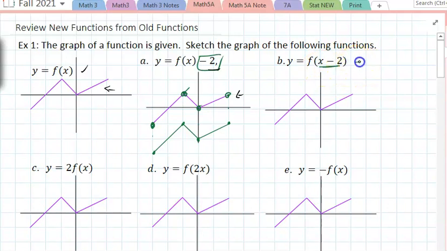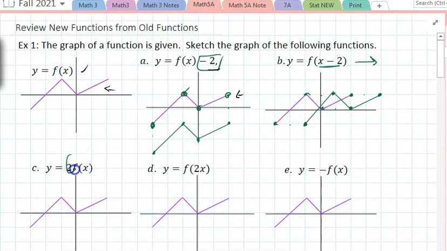This is going to shift the graph 2 units to the right. So you take, again, the main characteristic points, shift 2 units to the right, 2 units to the right, 2 units to the right, and 2 units to the right. Connect those with straight edges, and there's the graph. So with reference to where it was, now it's 2 units to the right.